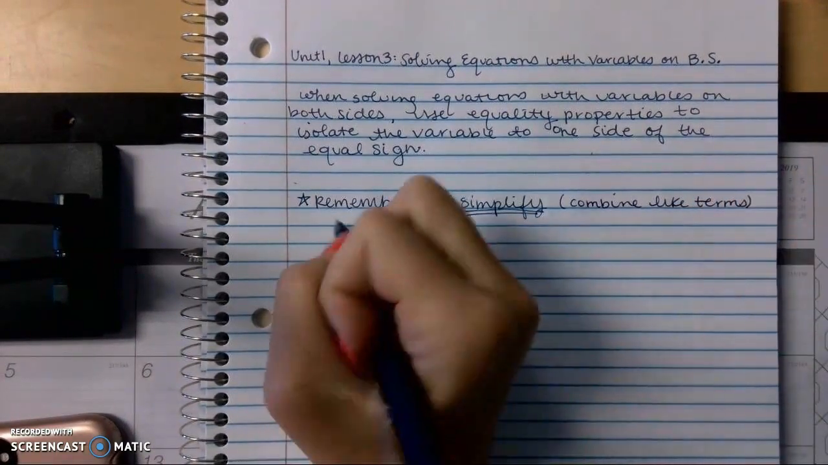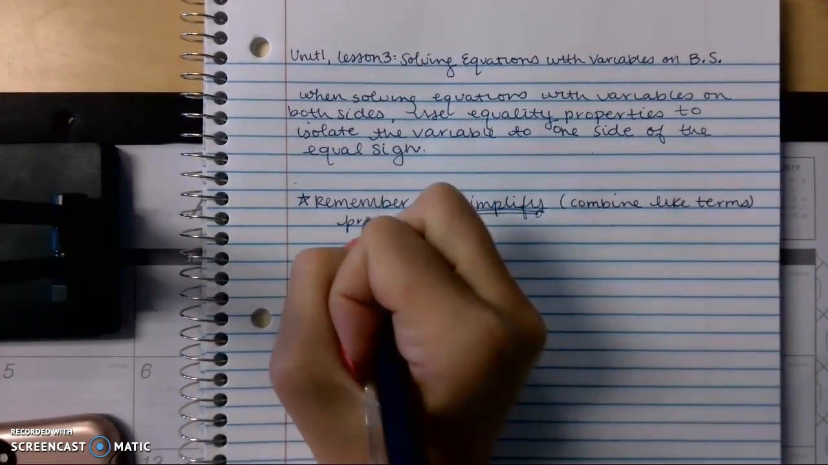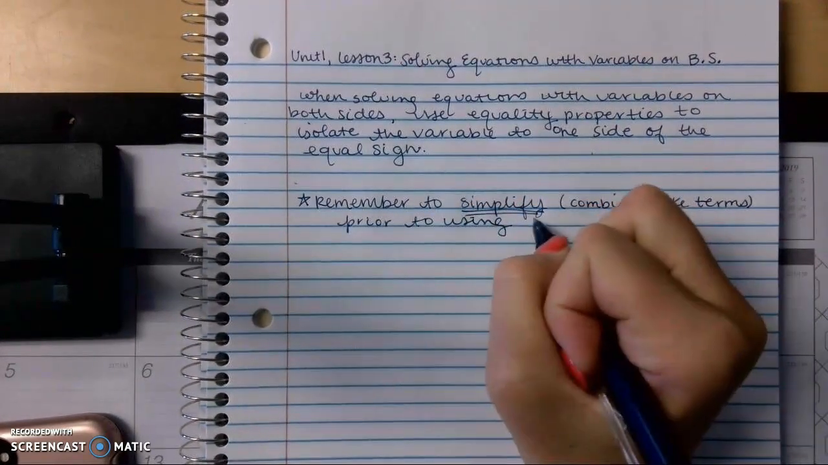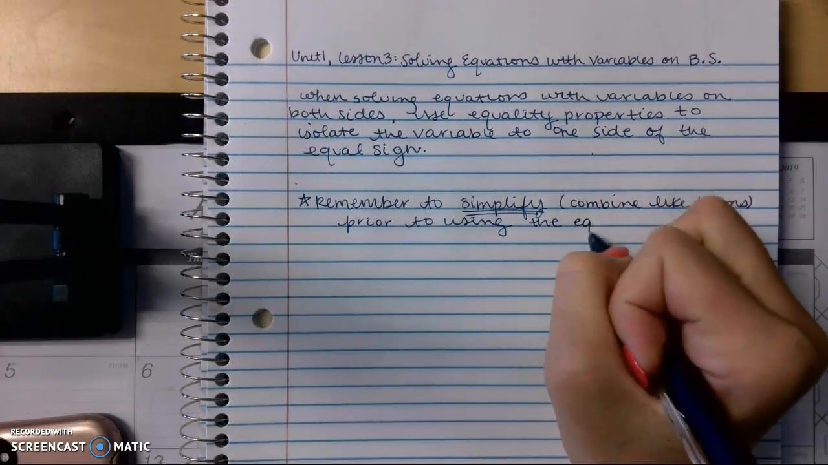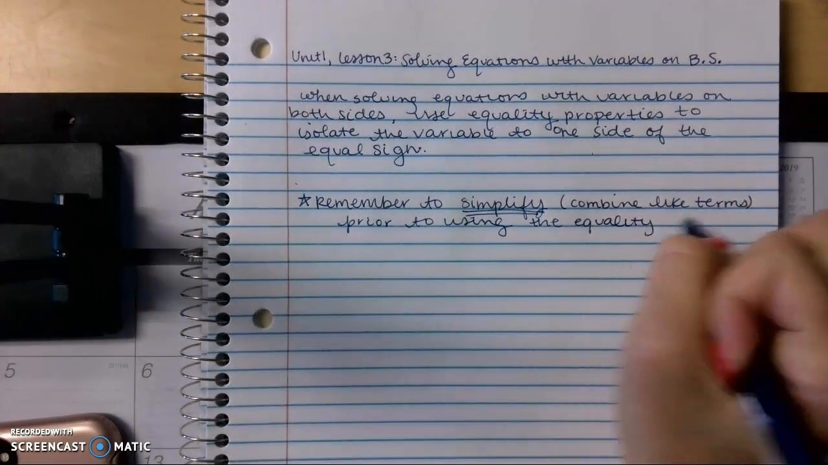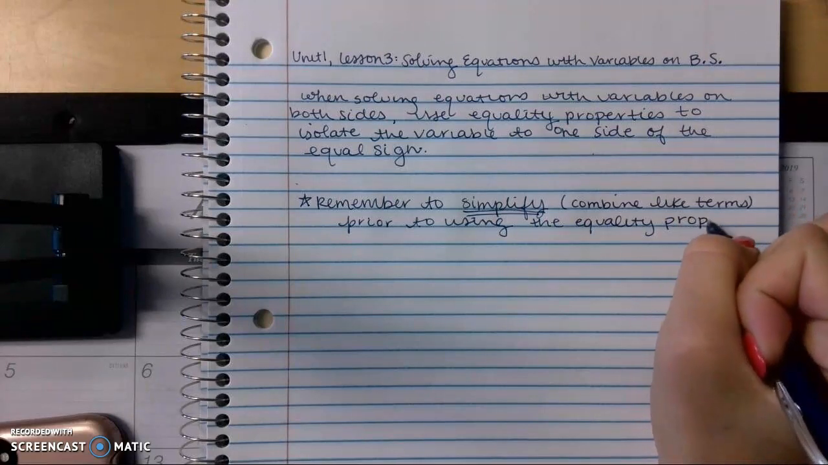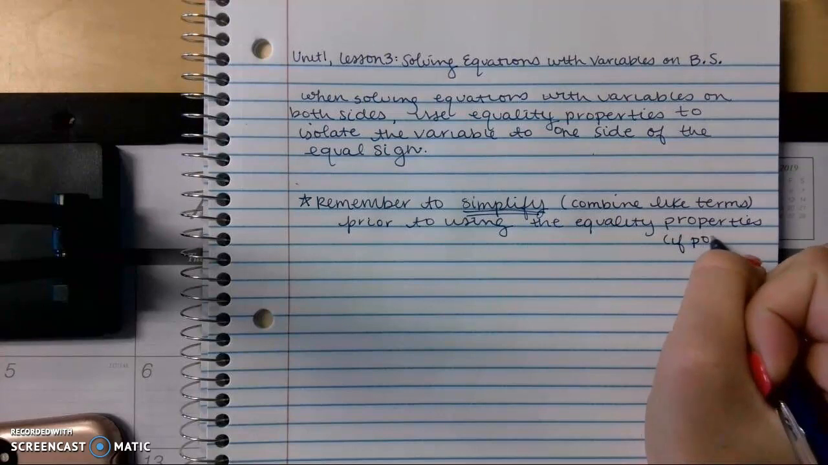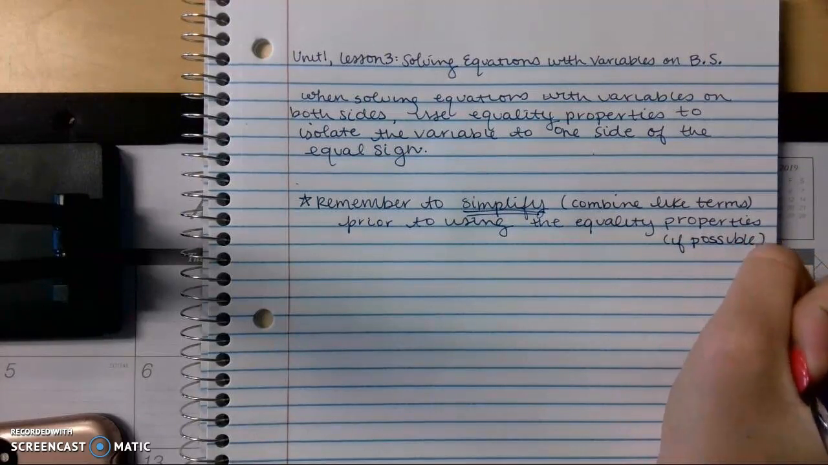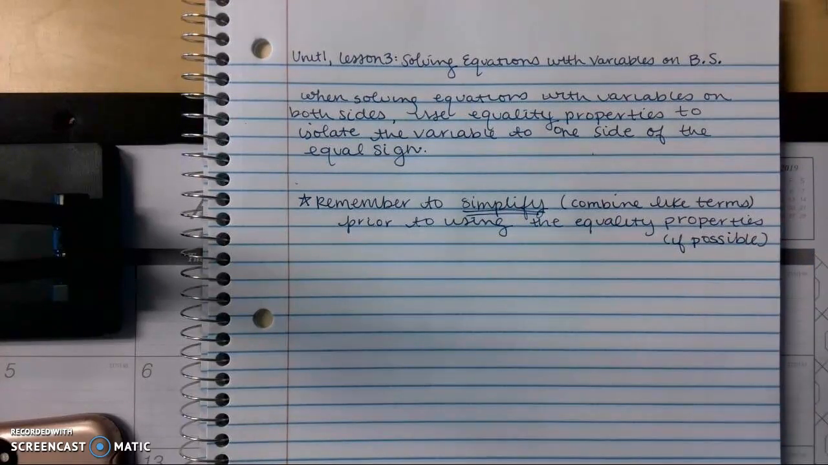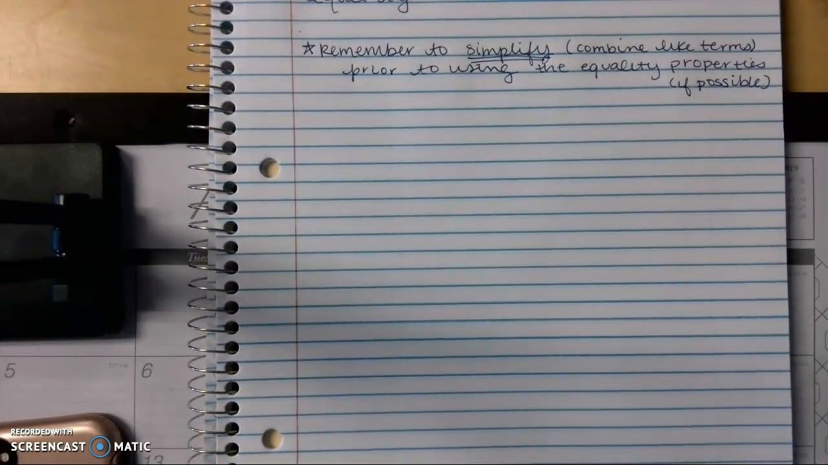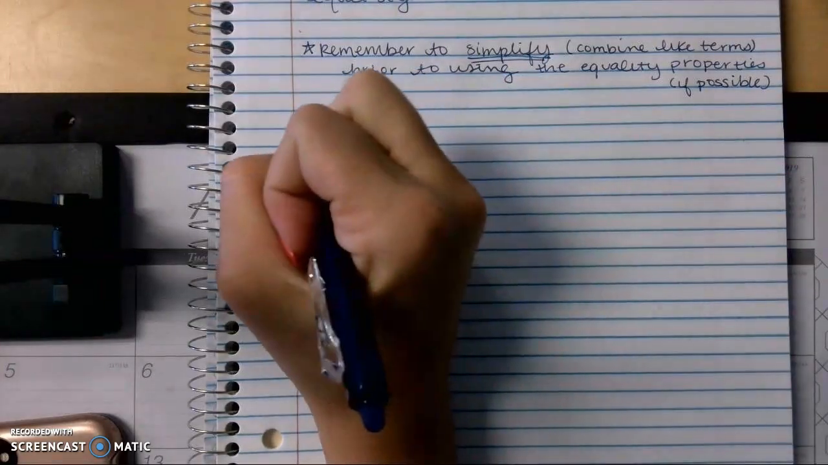So you want to do that prior to using the equality properties. And again, that's if that's possible. It's not going to be possible every single time to simplify. Okay, so I'm going to move that up, and we will get started with example number 1.